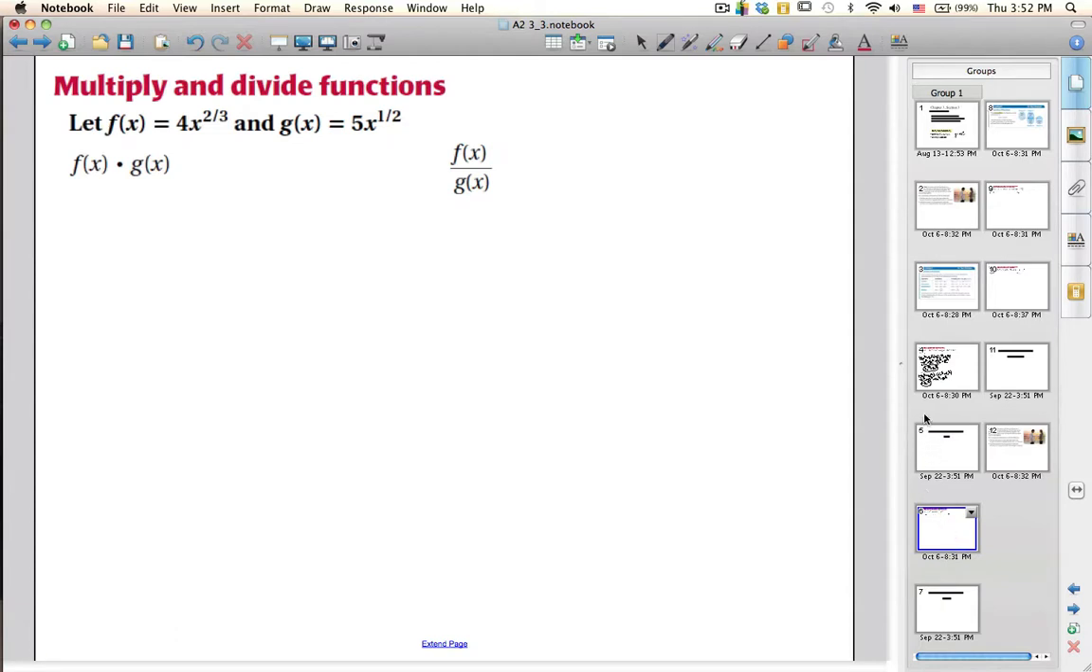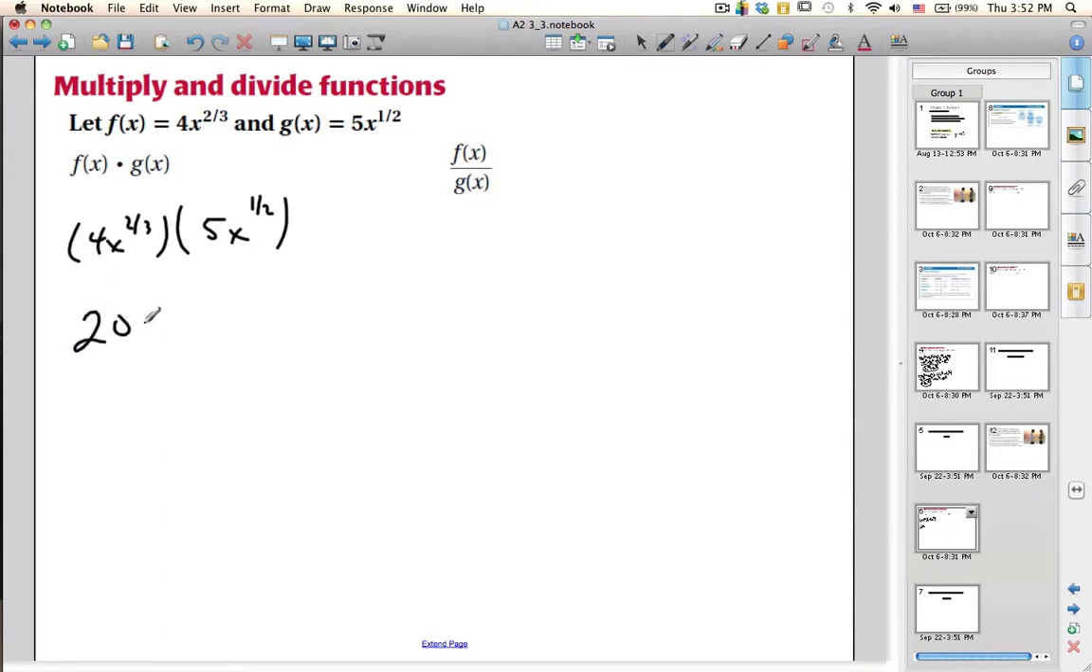So now let's take a look at multiplying and dividing. Again, these are multiplying and dividing polynomials. This is actually a lot easier than what you've been doing because this just has a single term in each. It's really quite simple, right? So I have 4x to the 2/3 and 5x to the 1/2, and I'm going to multiply them together. 4 times 5 is 20.